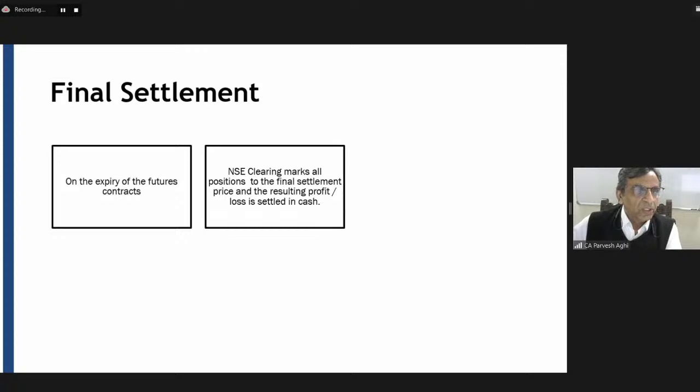So the National Stock Exchange clearing marks all positions to the final settlement, and the resulting profit or loss is settled. So finally, the final settlement also happens if there's something left which is not covered under the daily settlement. Then the final settlement will take care, because it is the gap of 2 days. So the final settlement is required.